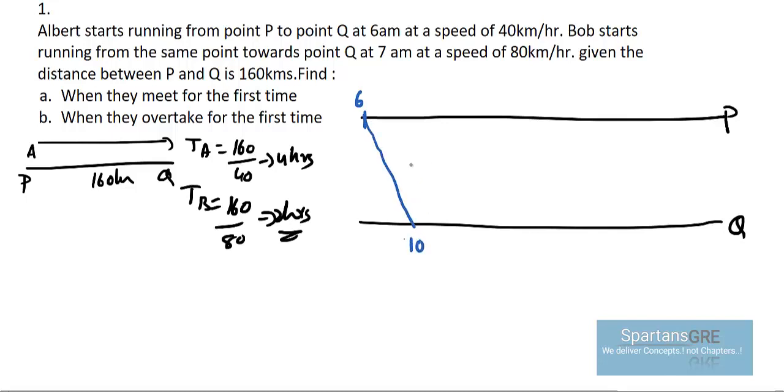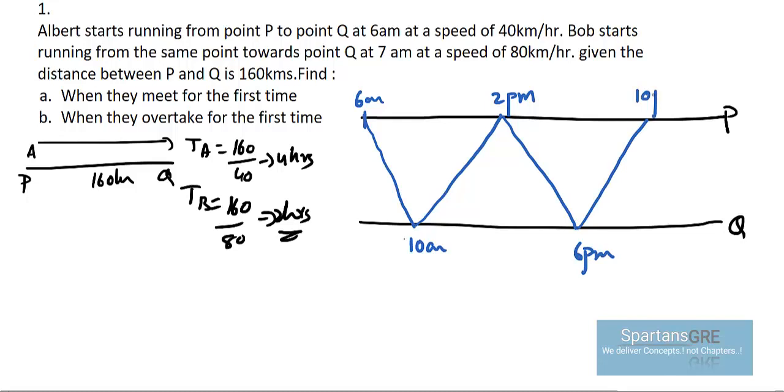10 a.m. or p.m.? Let it be a.m., it's given in the question. So after 4 hours, it will be 10 a.m. Again after 4 hours, it will reach somewhere here. So this will be 2 p.m. Again somewhere it will be 6 p.m. Again it will be 10 p.m. And here it will be 2 p.m.